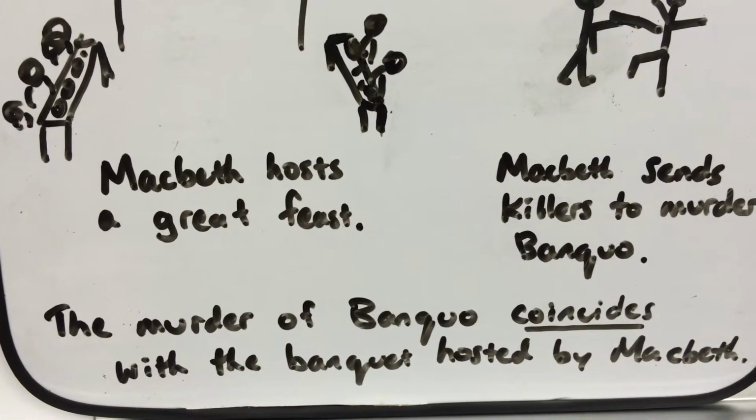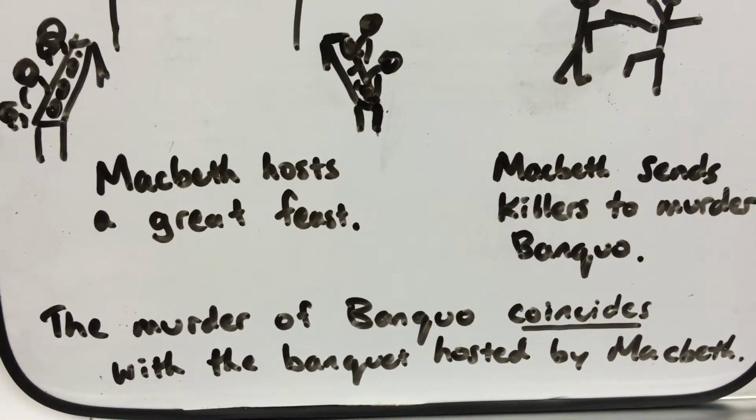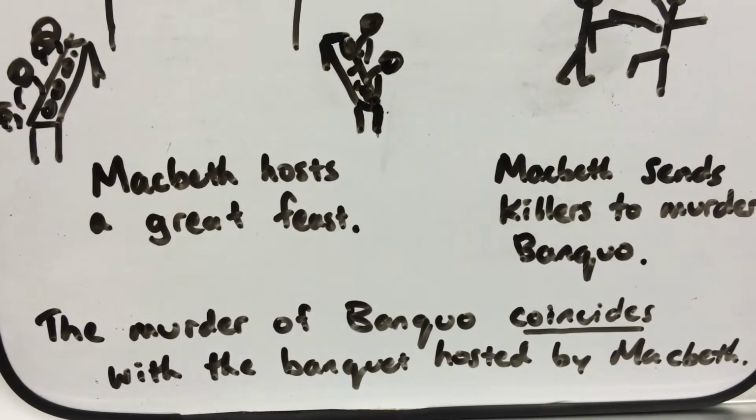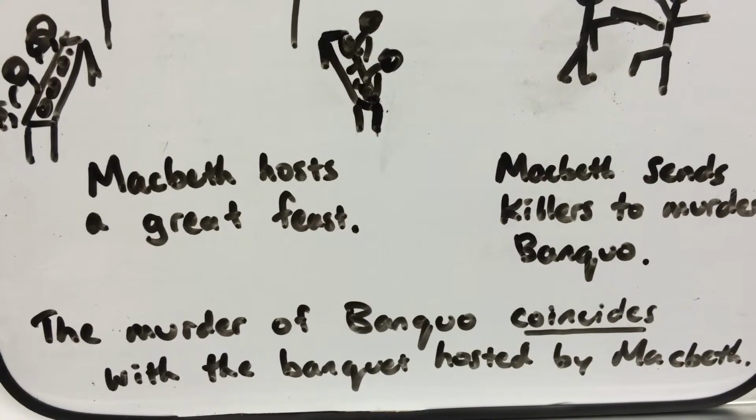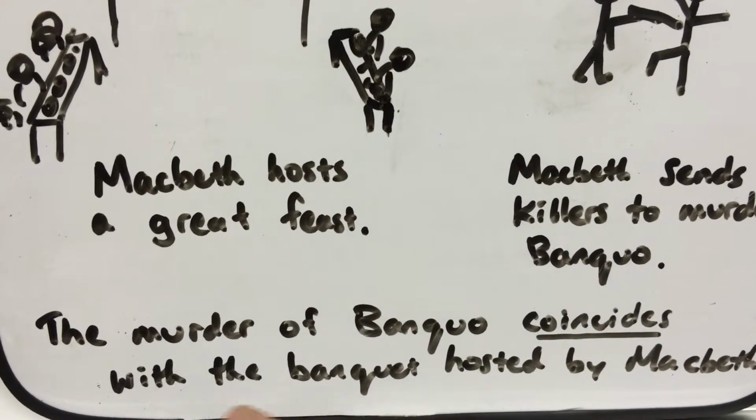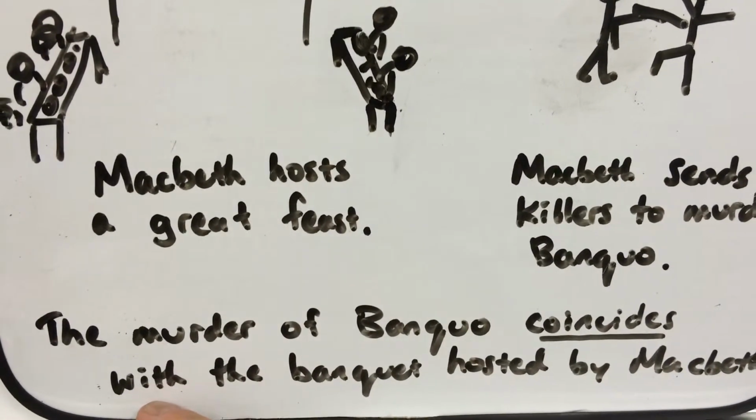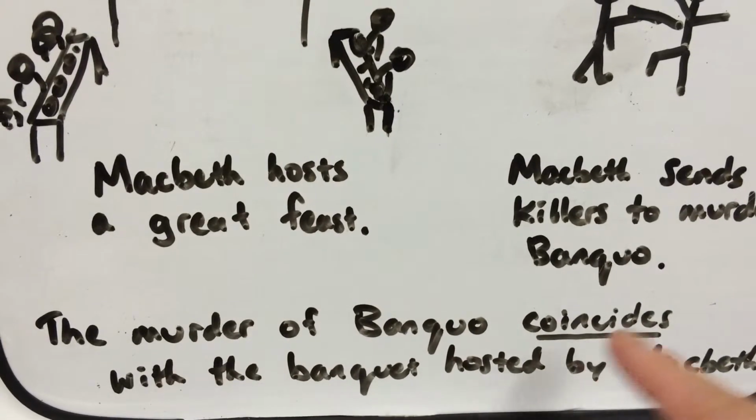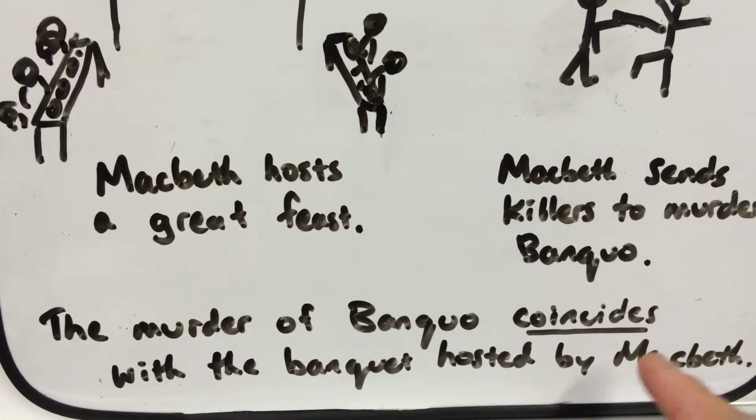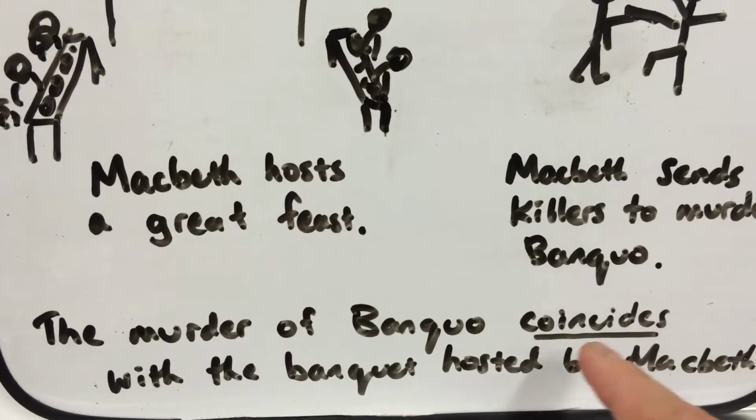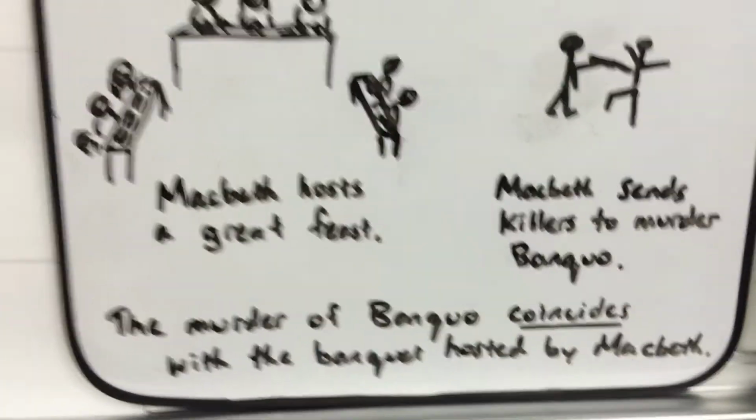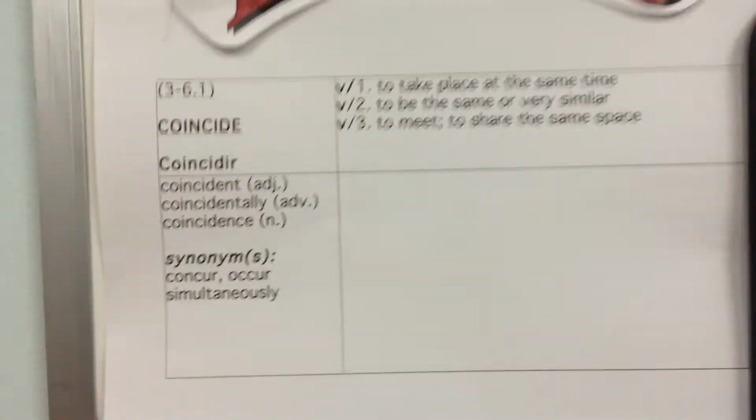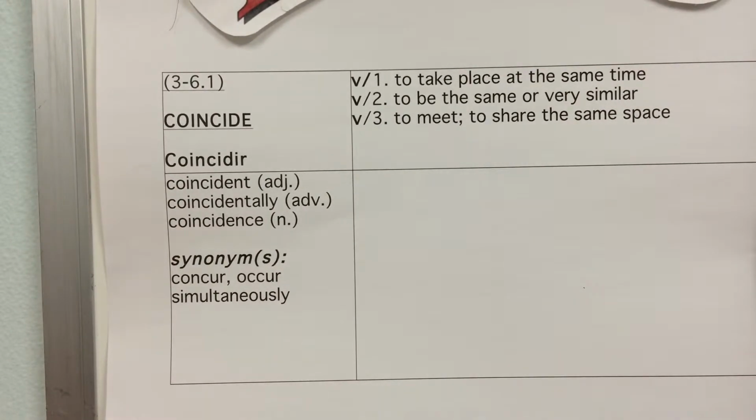And so you can say that the murder of Banquo, the first event, coincides with the banquet hosted by Macbeth, the second event. And you can see the preposition here, with, the way it's used in this sentence and sentences like it, you often have coincides with. All right? So that's the first definition, to take place at the same time.